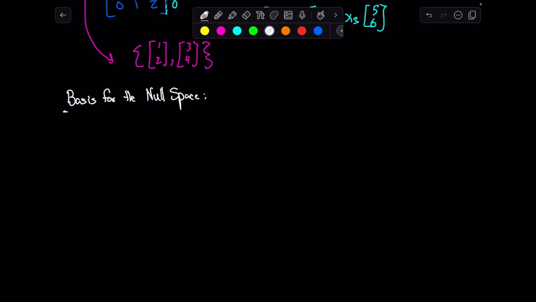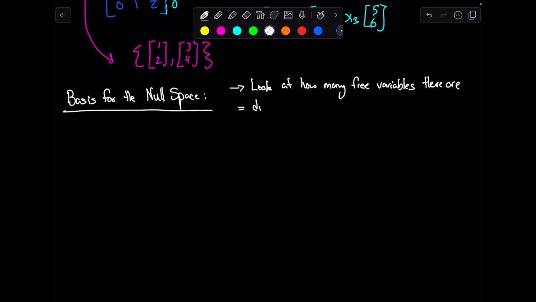Remember in the process for figuring out how we come up with a set of vectors to describe the null space, what we do is we look at how many free variables there are, right? If we want to talk about how many vectors are going to make up the null space, look at how many free variables there are. That's going to give you the dimension of the null space, which is what we call the nullity of A. And that's going to tell you what those basis vectors are.